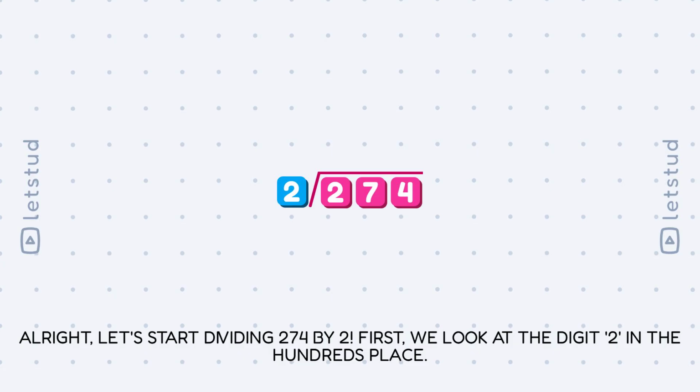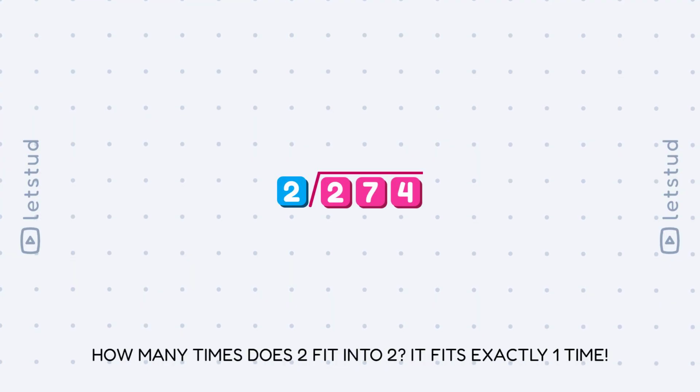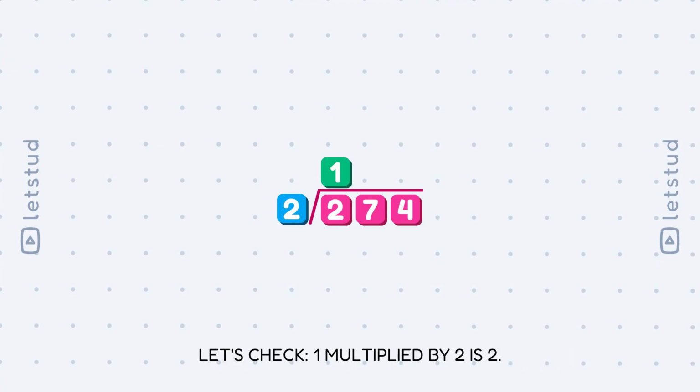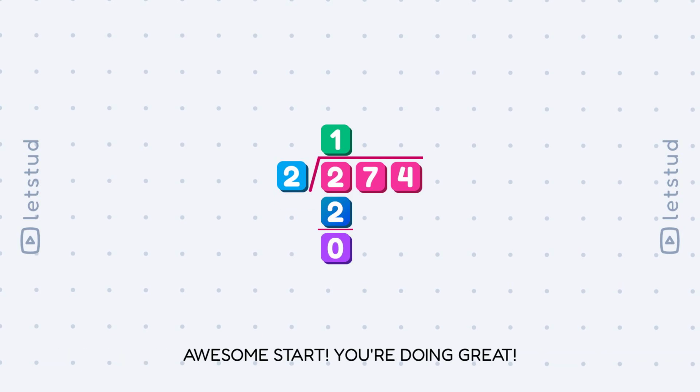Alright, let's start dividing 274 by 2. First, we look at the digit 2 in the hundreds place. We bring down the 2 to start our division. How many times does 2 fit into 2? It fits exactly 1 time. Let's check: 1 multiplied by 2 is 2. Now we subtract 2 from 2, which leaves us with 0. Easy peasy. Awesome start, you're doing great.